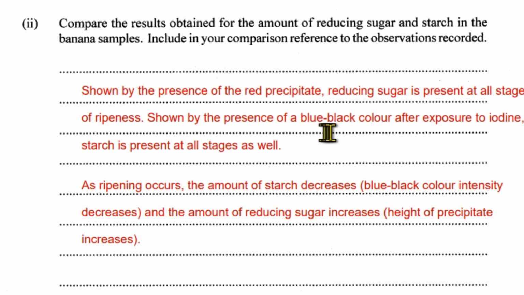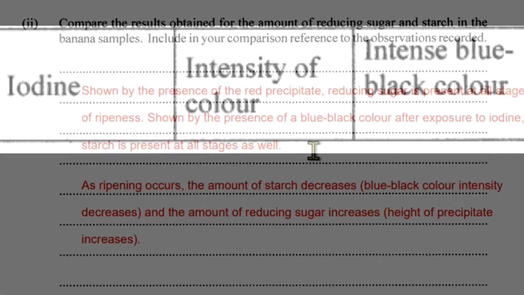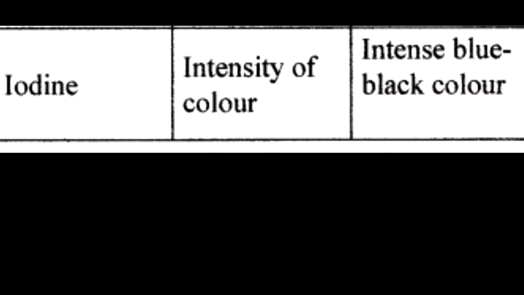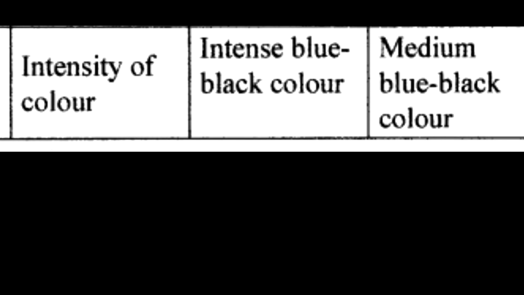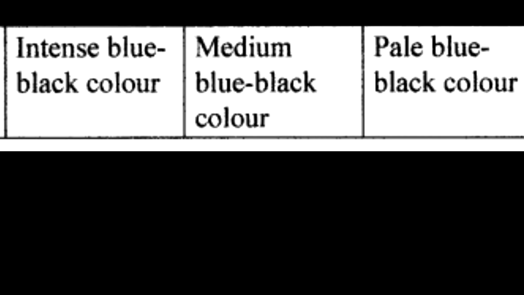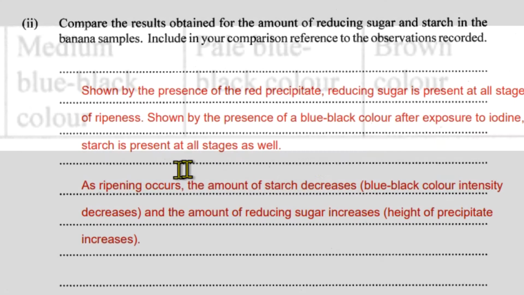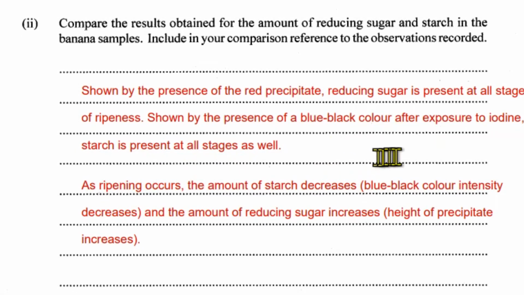Shown by the presence of a blue-black color after exposure to iodine, starch is present at all stages as well. True as well, because you have noted a color change from brown to blue-black, though different intensities of blue-black. But it still means that different amounts of starch are present at all stages of ripening. As ripening occurs, the amount of starch decreases, which means that the blue-black color intensity decreases, and the amount of reducing sugar increases, and this is shown by the height of the precipitate increasing. Once you have about 2 of these points well explained, you should be able to get your 3 marks.